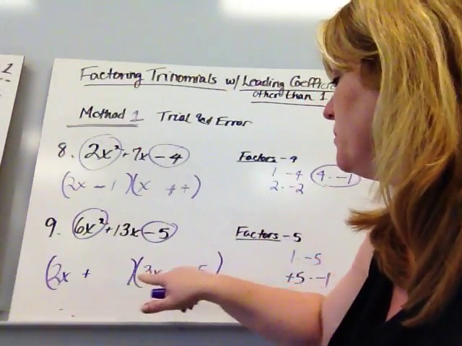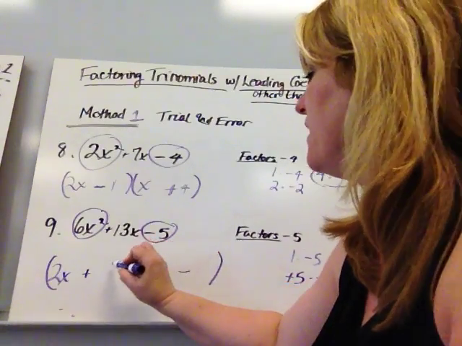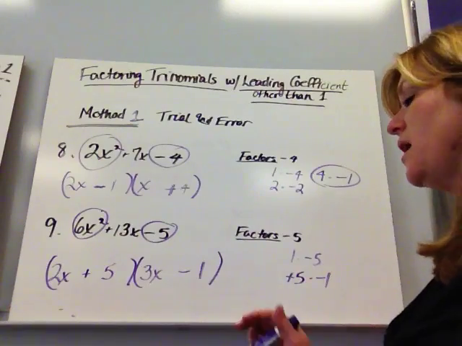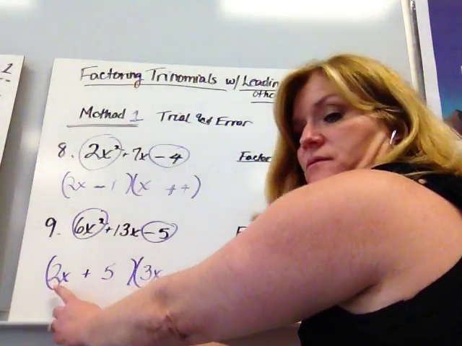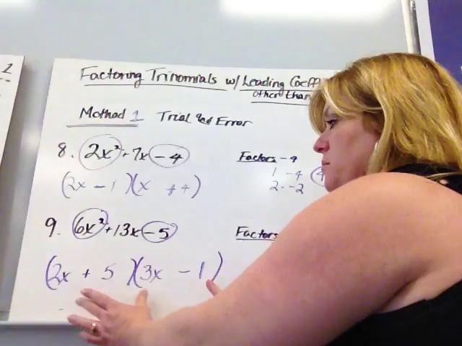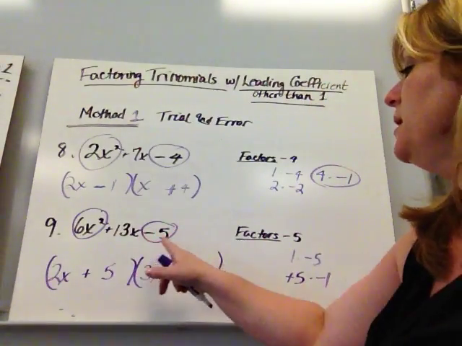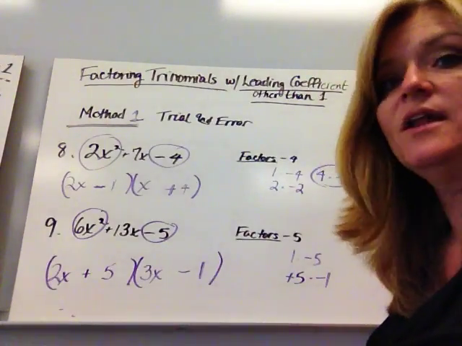So we're going to try something different. How about we put a 5 here and a 1 here. See if that works. Okay, so I got 6x squared. Then I've got negative 2x plus 15x. There's our 13. That worked. Minus 5. So we were lucky. We only had to try 2 of them.